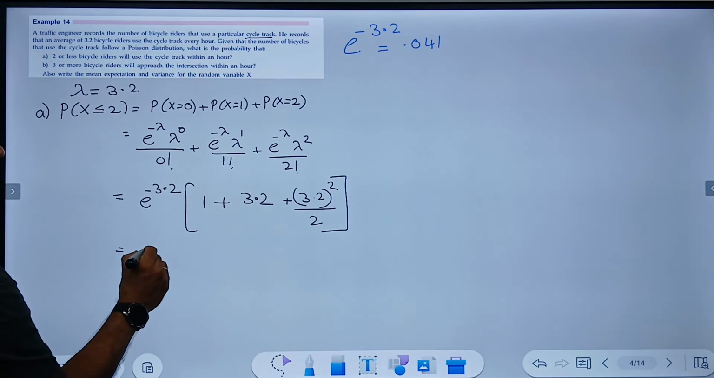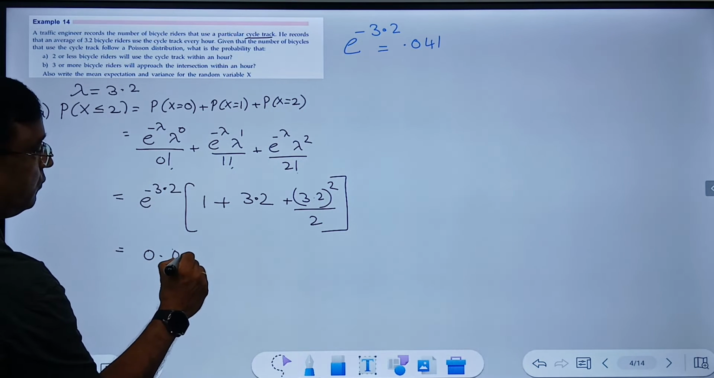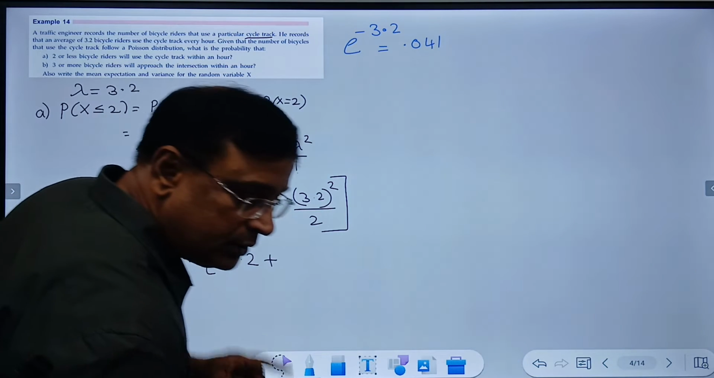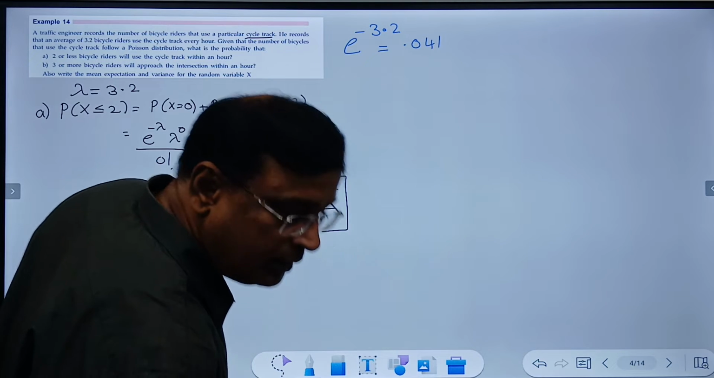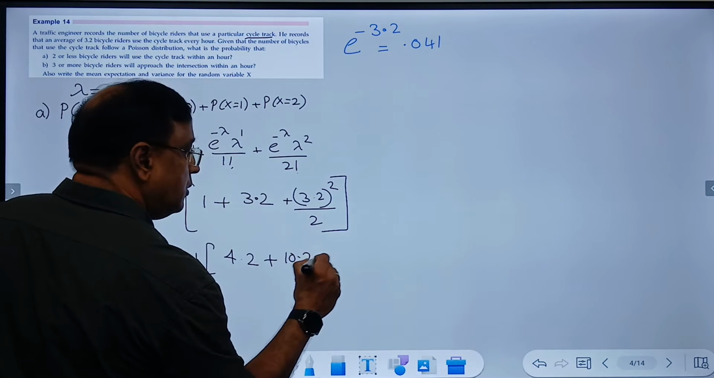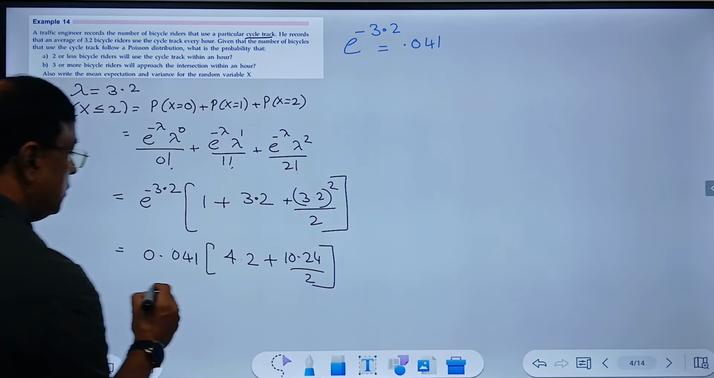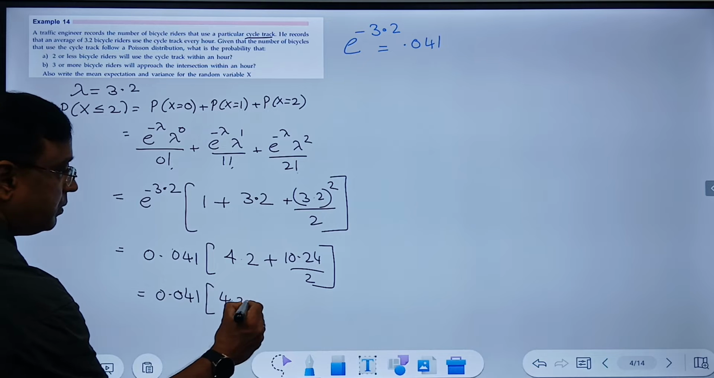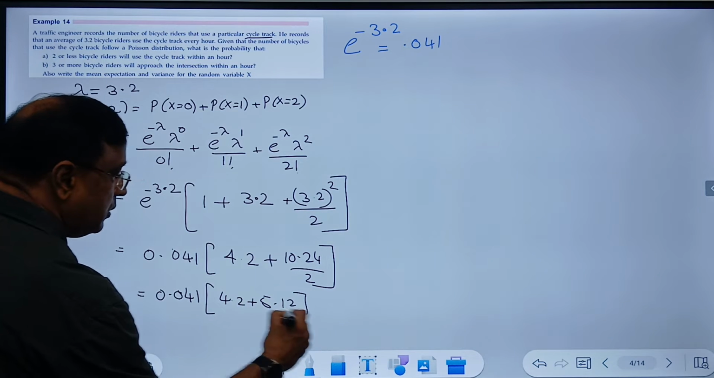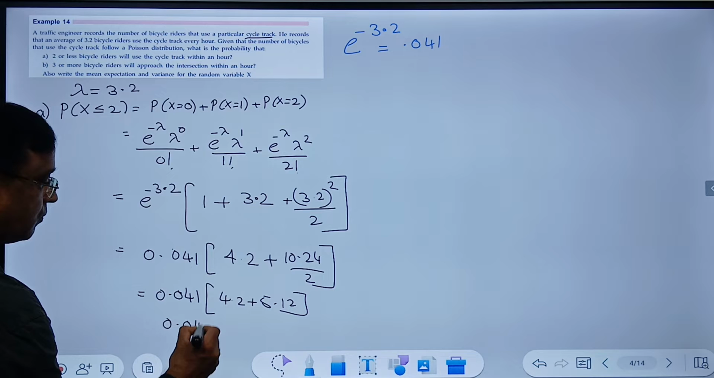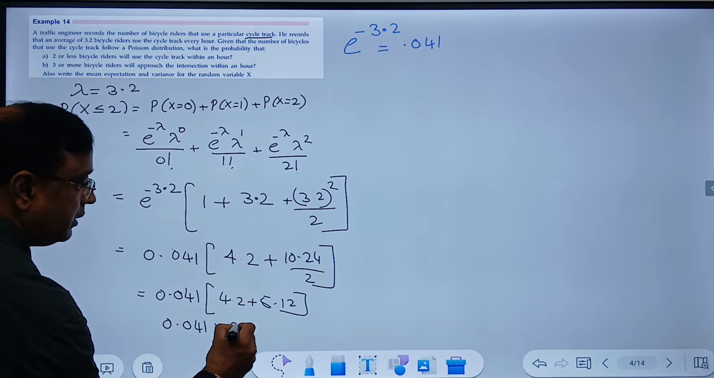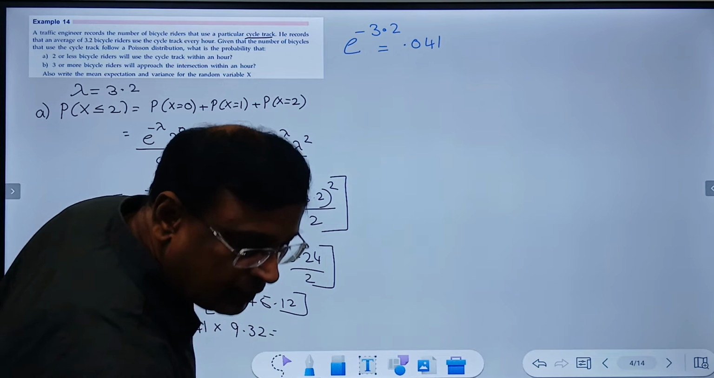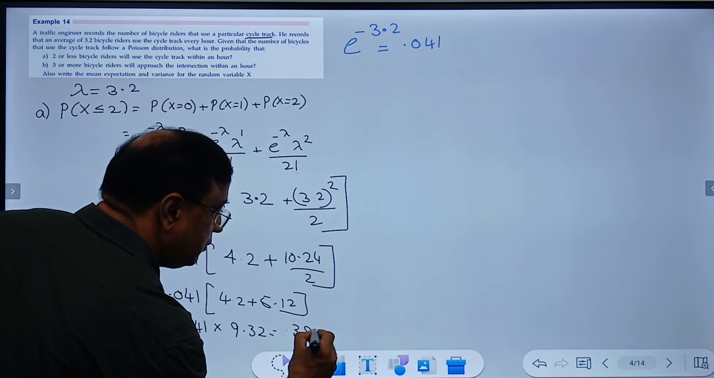So this is 0.041 into 4.2, plus when I calculate this, I am getting it as 10.24 divided by 2, which is 0.041 into 4.2 plus 5.12, which is 0.041 into 9.32. So when we calculate this, what do I get? I'm getting the answer as 0.38212.